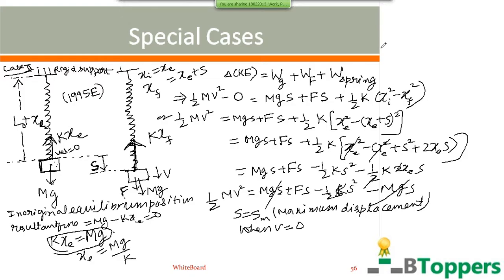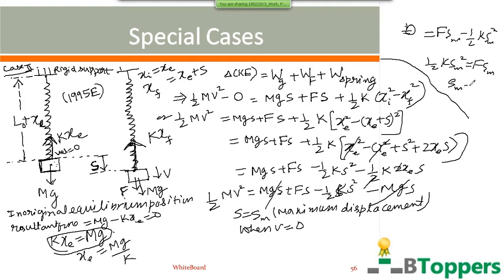Therefore, you get, on the left side you can put V equal to 0, half mv square is 0, equals F into Sm minus half K Sm square. You can simplify this: half K Sm square, you can write F into Sm. So maximum displacement of the block below its initial position will be 2F by K.